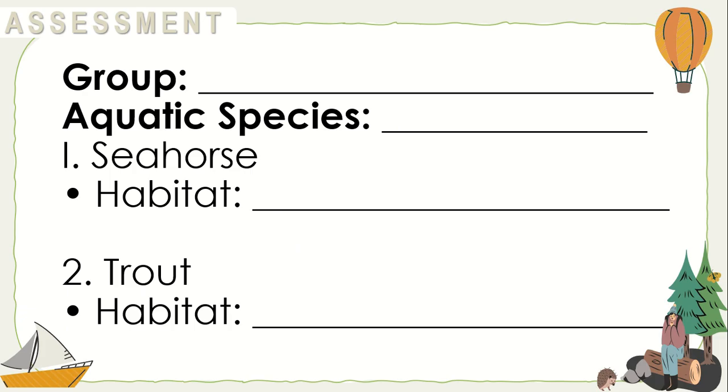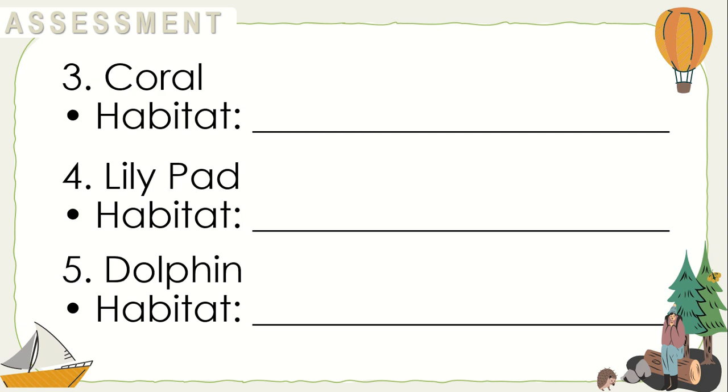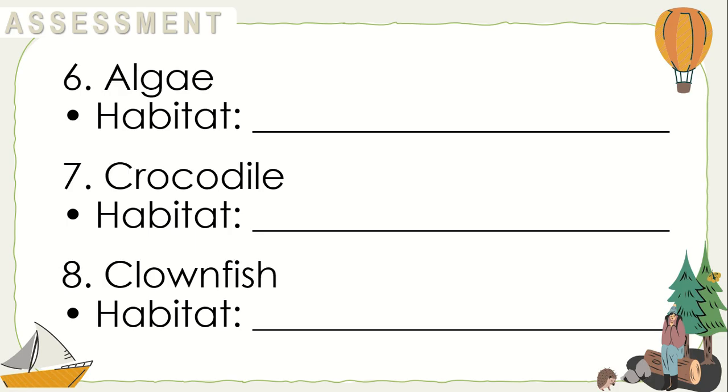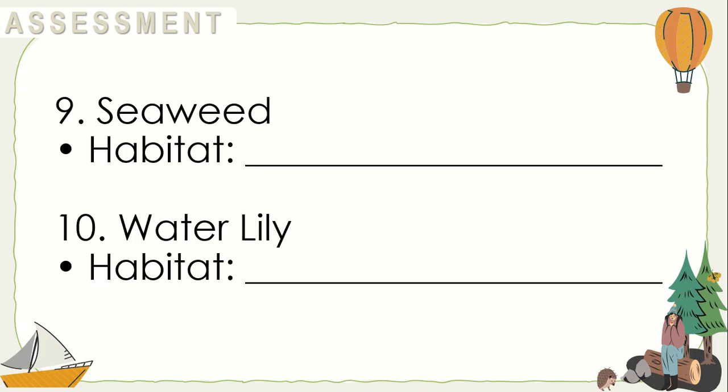For number 1, seahorse, habitat. Number 2, trout, and identify its habitat. Number 3, coral. Number 4, lily pad. Number 5, dolphin. 6, algae. 7, crocodile. 8, clownfish. 9, seaweed. 10, water lily.